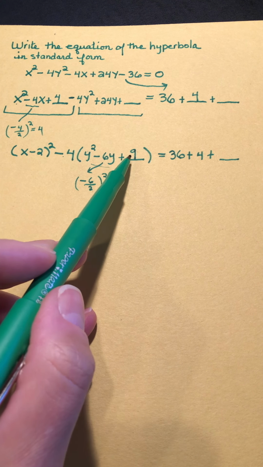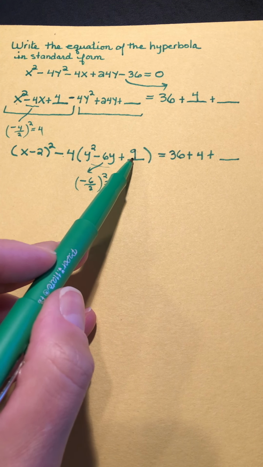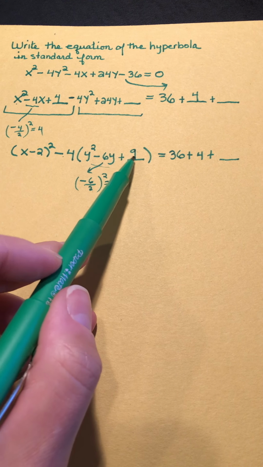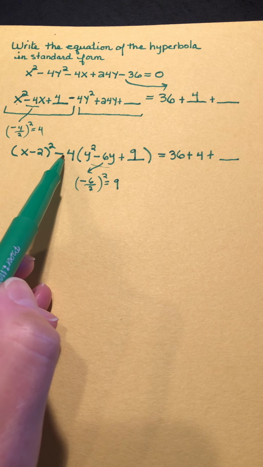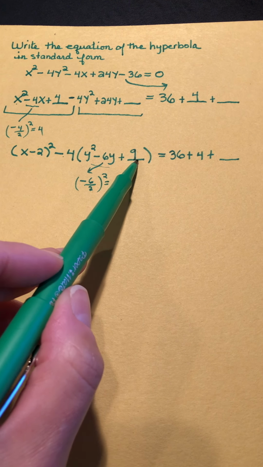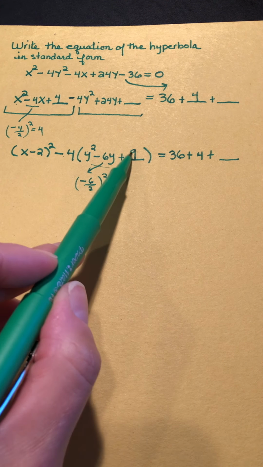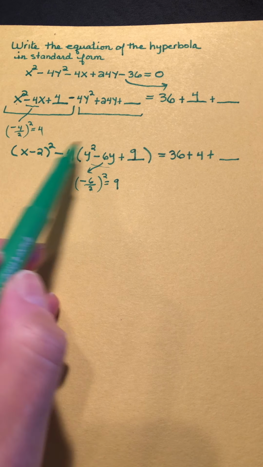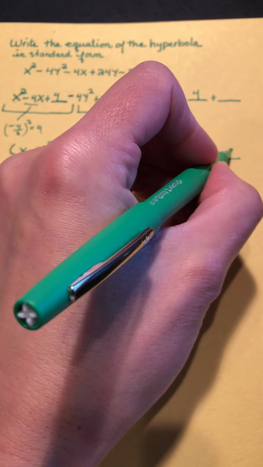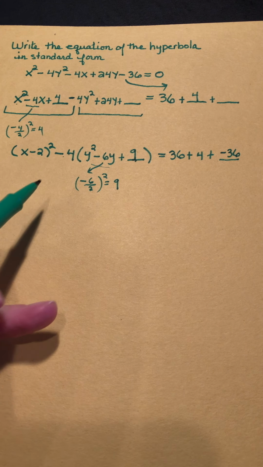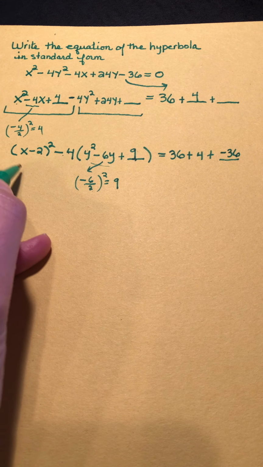But you want to be really careful with what you add to the right side. You don't just want to add a 9 to the right side, because technically this 9 is going to be multiplied by -4. So really what you want to add to the other side is -36, because this would be -36 if I multiplied it out. So I'm going to put a -36 on the right. Now I'm just going to clean this up a little bit.